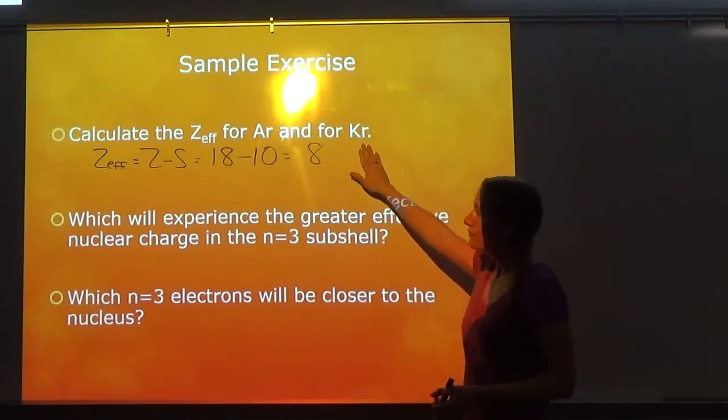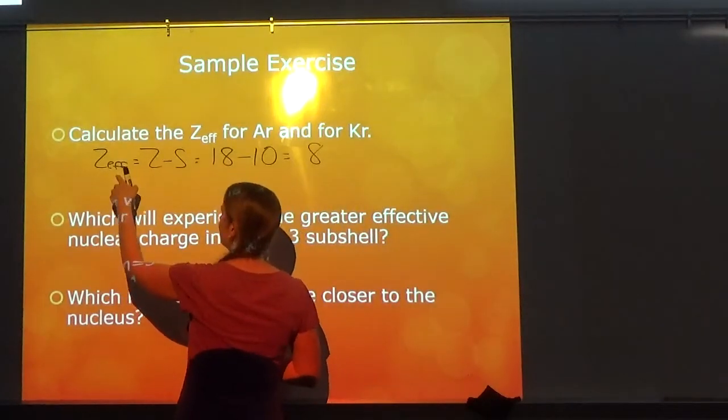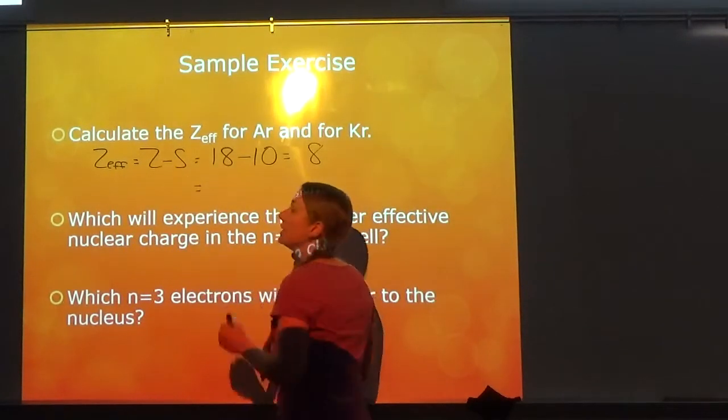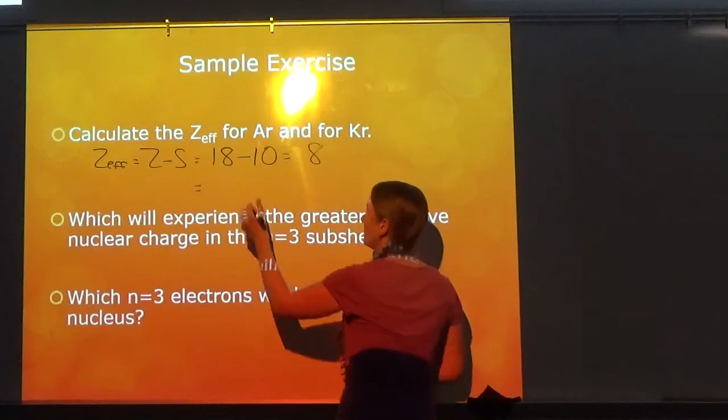So next I'm going to do it for krypton. So again, Z effective is Z minus S. So krypton has an atomic number of 36.